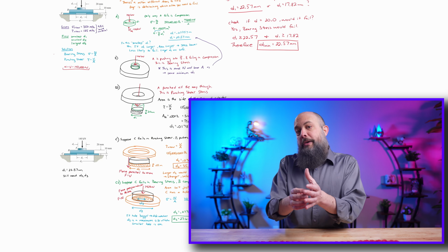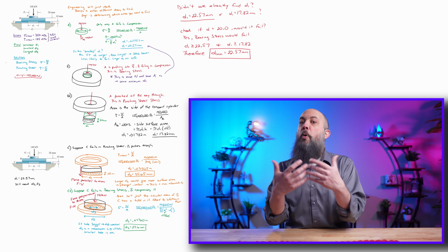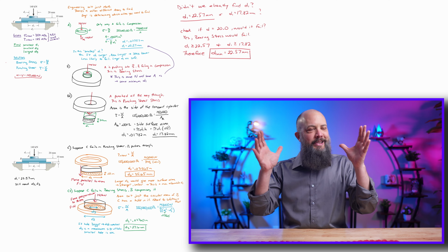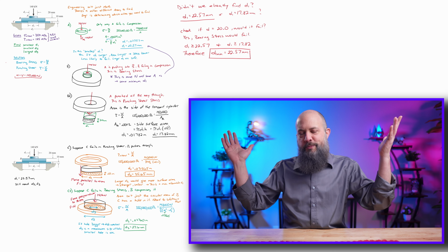Because if the hole were smaller, that would be good. That would mean more surface area and safer. Larger diameters, bad. Less surface area, bigger hole, causes problems.